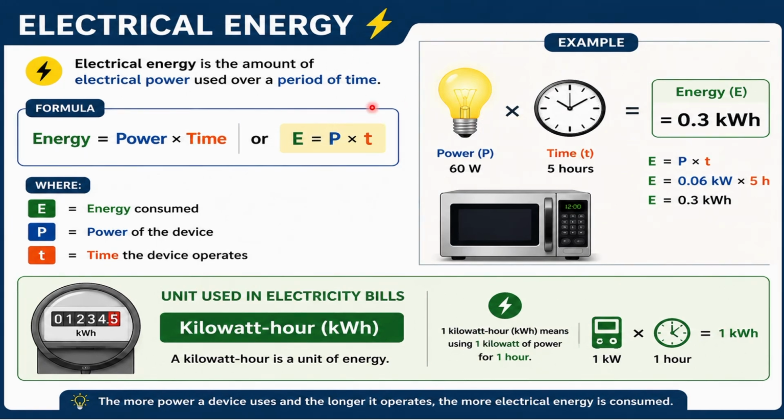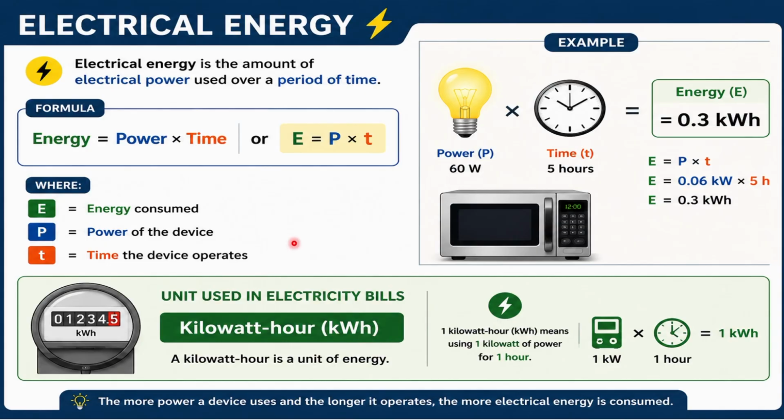Alright, so it is important to know what electrical energy is. Electrical energy is the amount of electrical power that is used over a period of time, right? So the formula for energy is power multiplied by time, and the unit we're talking about is going to be kilowatt hour.